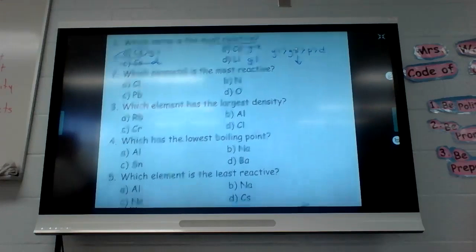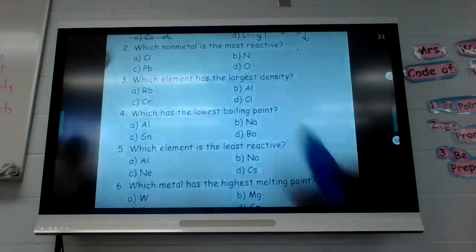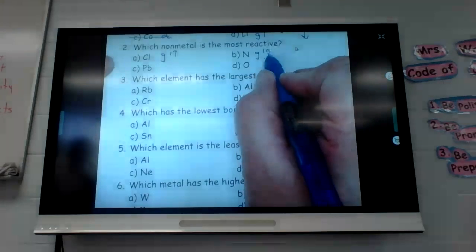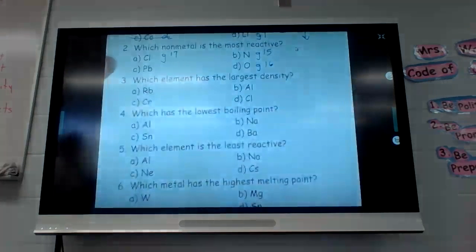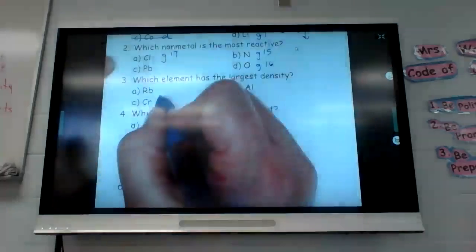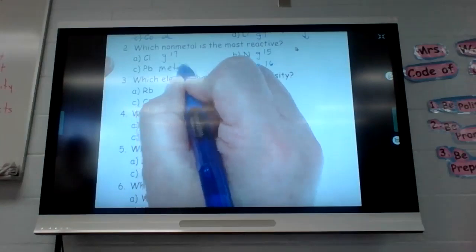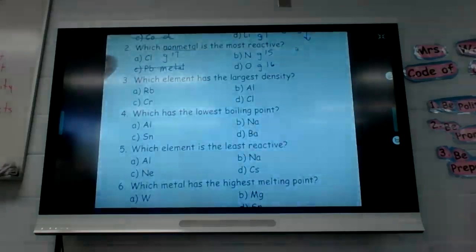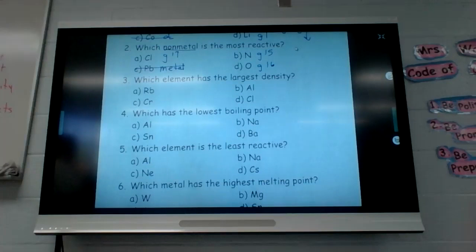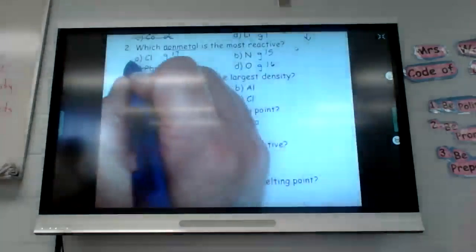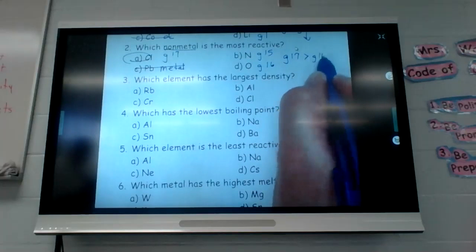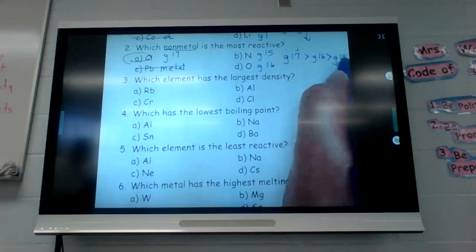All right. So most reactive nonmetals. Group 17, group 15, group 16. What do we know about lead? It is a metal, and the question says non-metal. So it has to be out because it's a metal. So which one has to be the most reactive non-metal? Has to be A, because group 17 is more reactive than group 16, which is more reactive than group 15.